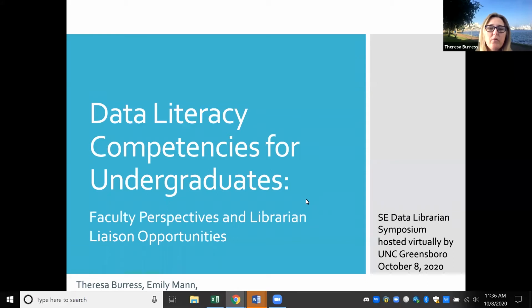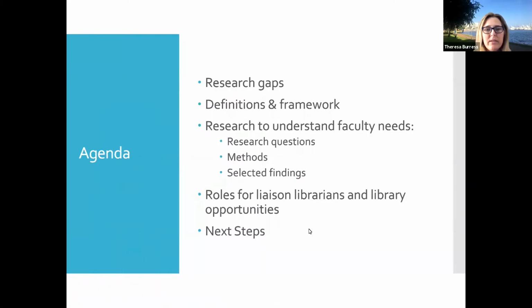Emily will give an overview of our research, and Susan will discuss some of the unexpected findings, implications for librarians and libraries, as well as next steps.